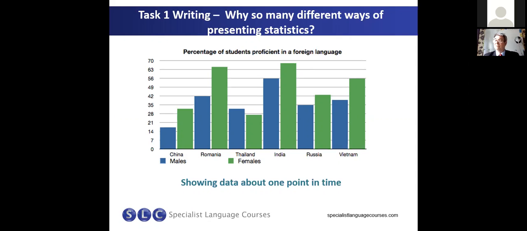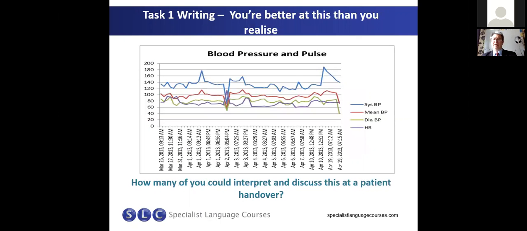So be careful. A bar chart, a bar graph, sometimes called, they can trip you up. They're not always about the same thing. Okay. But you're better at this than you think, than you realize.